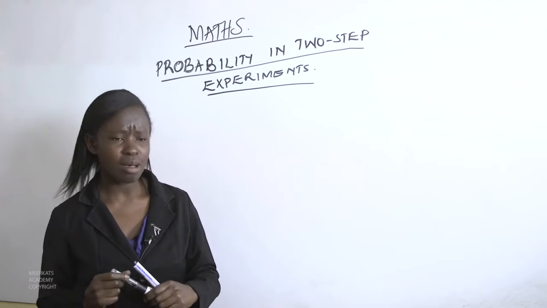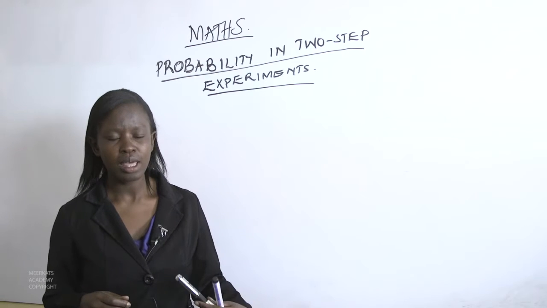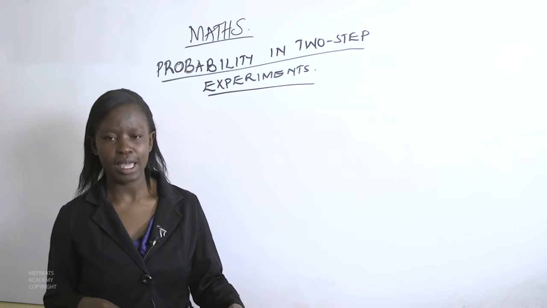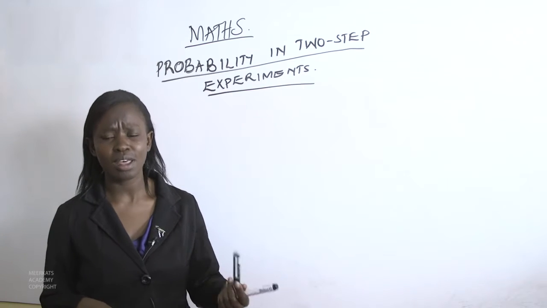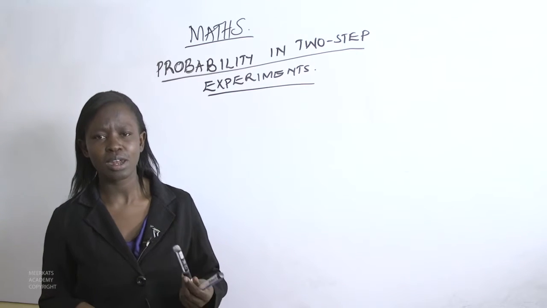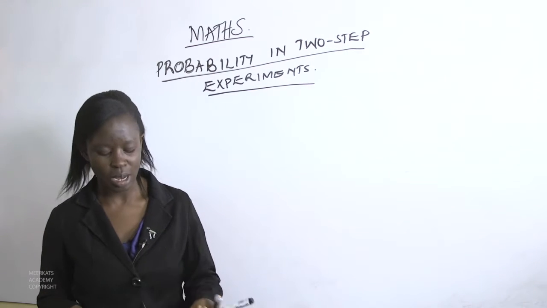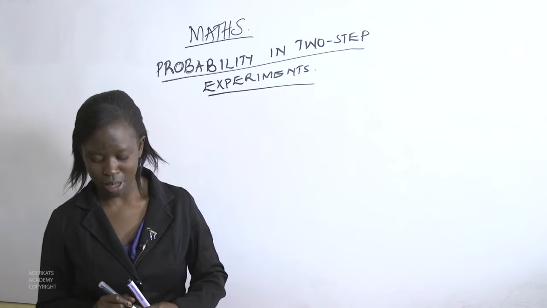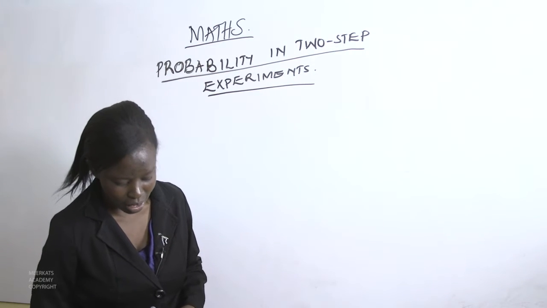So we are using an example like tossing a coin and rolling a die. Those are two events that are happening, but the two events are independent. They don't depend on one another. So in that case, we have a two-step experiment being carried out.